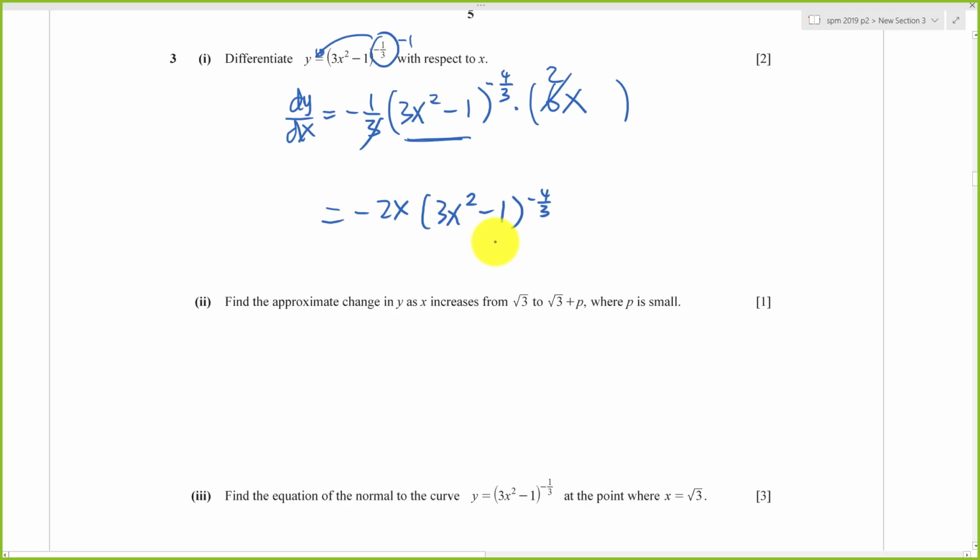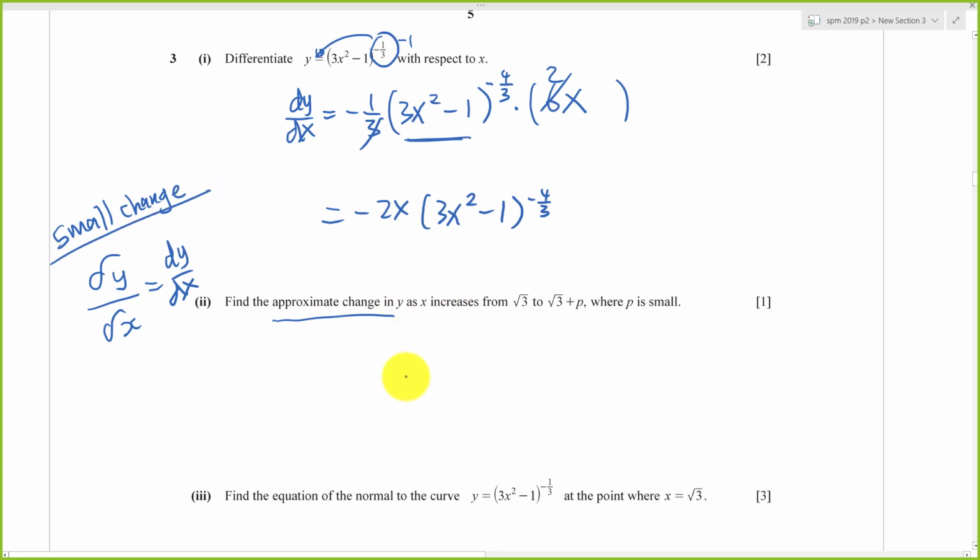Okay, for part 2, find the approximate change in y as x is increased from √3 to √3 plus p. If you see approximate change in y, you should know this means δy. So when you see something like this, you should write out the formula first. Change in y over change in x equals dy/dx. Okay, this is the formula for small change.